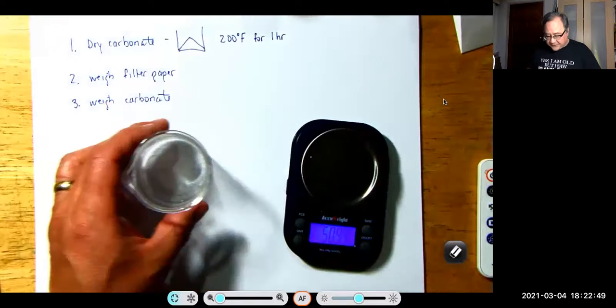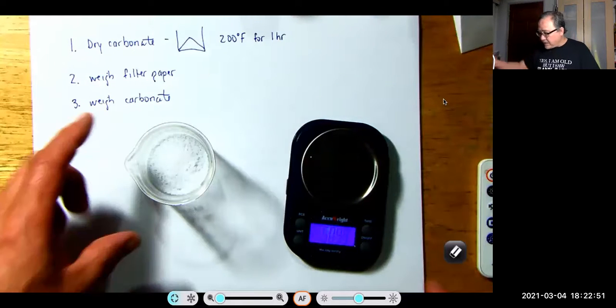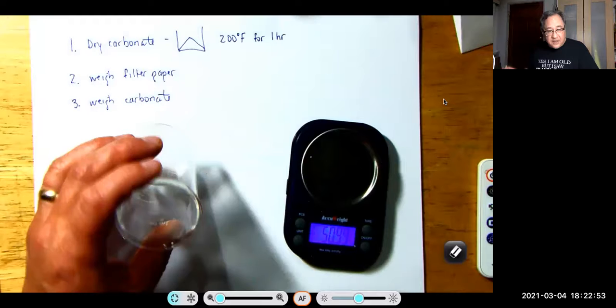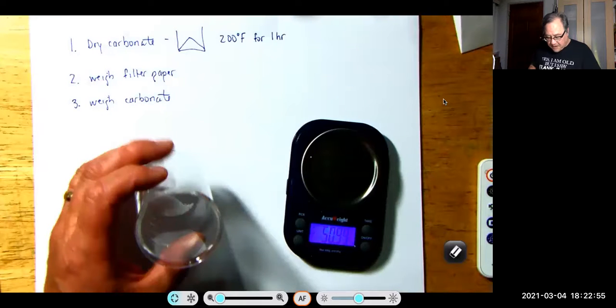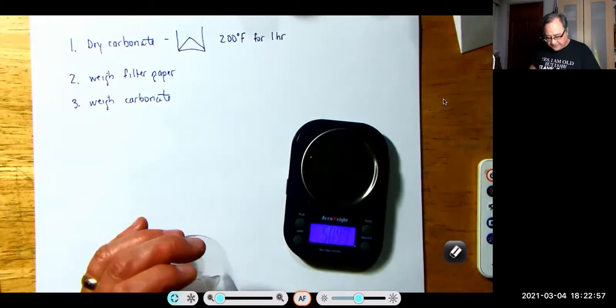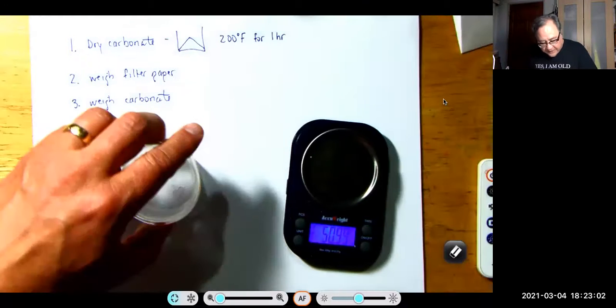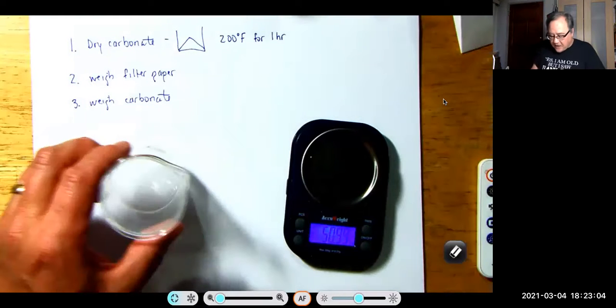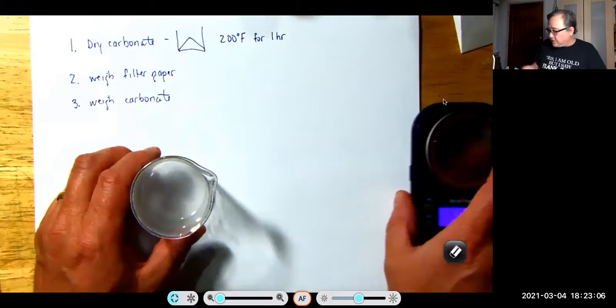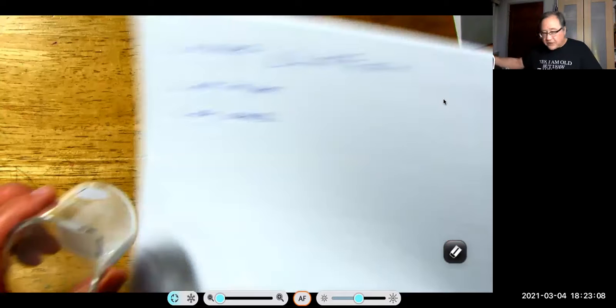So here I have this weighed, and what I would like to do now is I'd like to dissolve it. But I'd like to dissolve it in the minimum amount of water that it takes to dissolve it. Now, remember, I want to turn every carbonate ion in here into calcium carbonate. And this is going to react a whole lot better if it's dissolved than if it's not dissolved. But since I'm going to filter it, I want to have as little water as possible so that I'm not filtering a whole bunch of water.